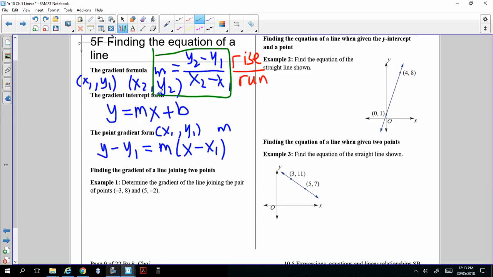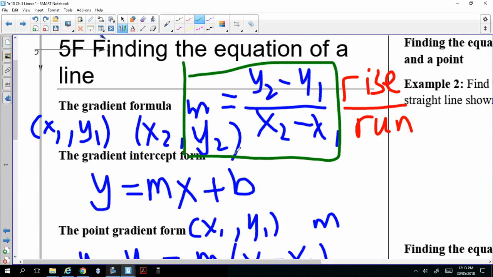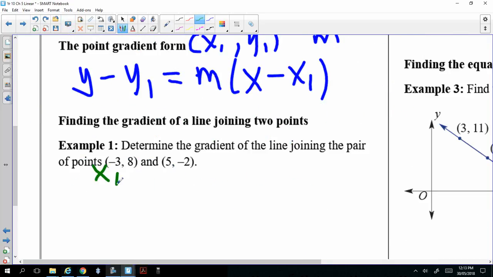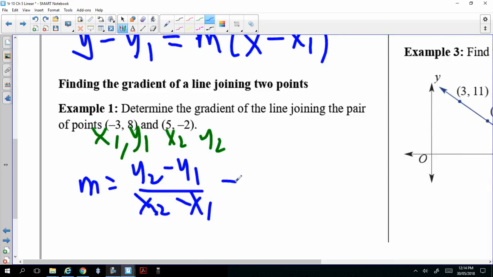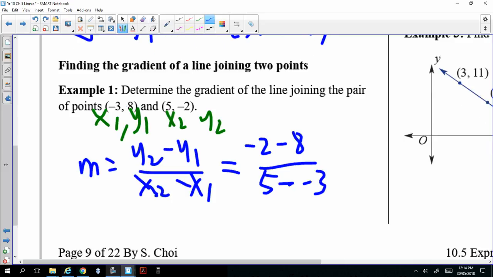So what you do is you name the first point x1, y1, the second point x2, y2. And using the formula m equal to y2 minus y1 over x2 minus x1, you can calculate the gradient. So y2 minus y1 is negative 2 minus 8 over 5 minus negative 3. So y2 is negative 2, y1 is 8, and then x2 is 5, minus negative 3. If you do the arithmetic, you get negative 10 over 8, which simplifies to negative 5 over 4. All gradients need to be simplified to the simplest form.